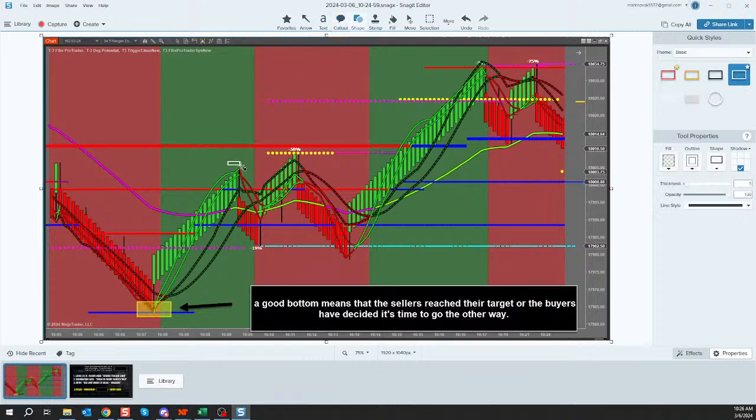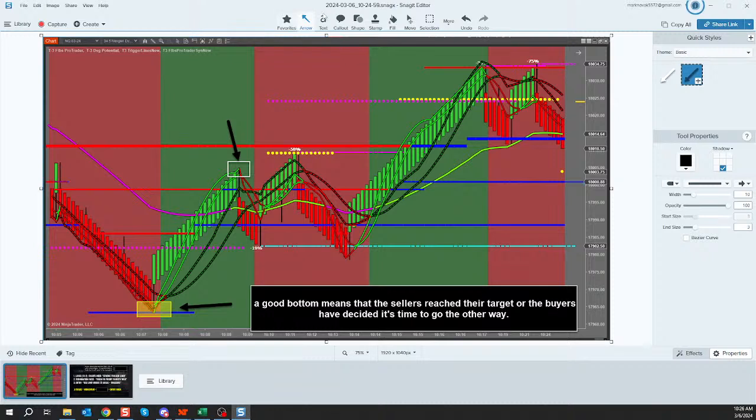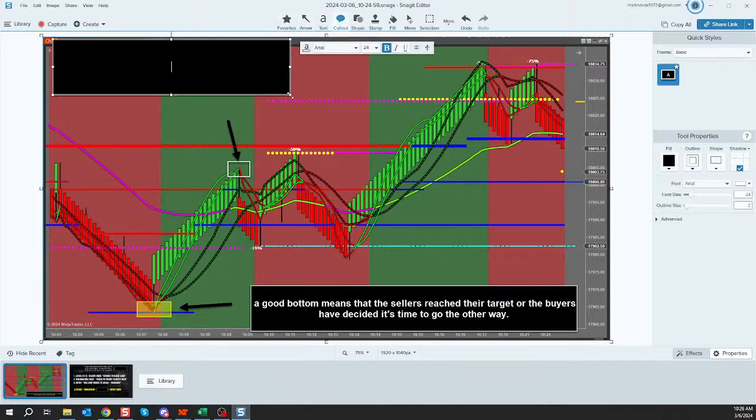And then the flip side, the buyers are able to push it all the way through, right? The triggers come through. And this is a bad top. And what does that mean? That means that the buyers could push past the decision-making area. So they either still want to go up, or there were just no sellers wanting to go down at the fib.